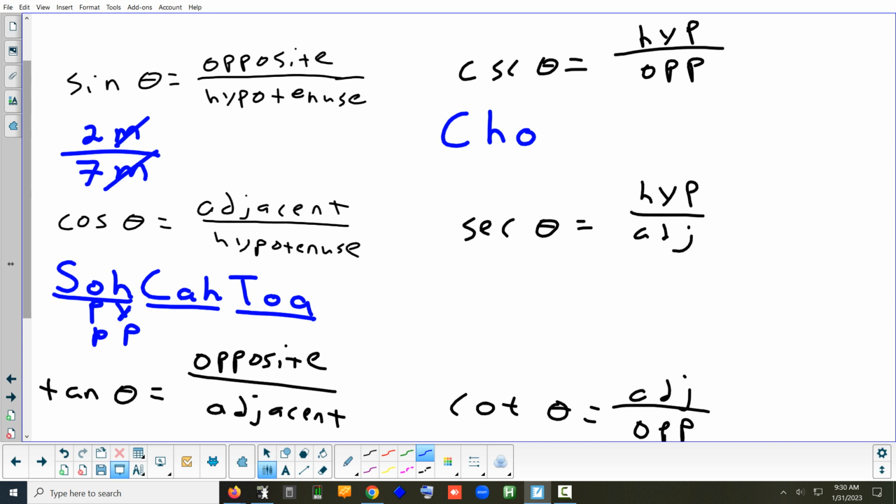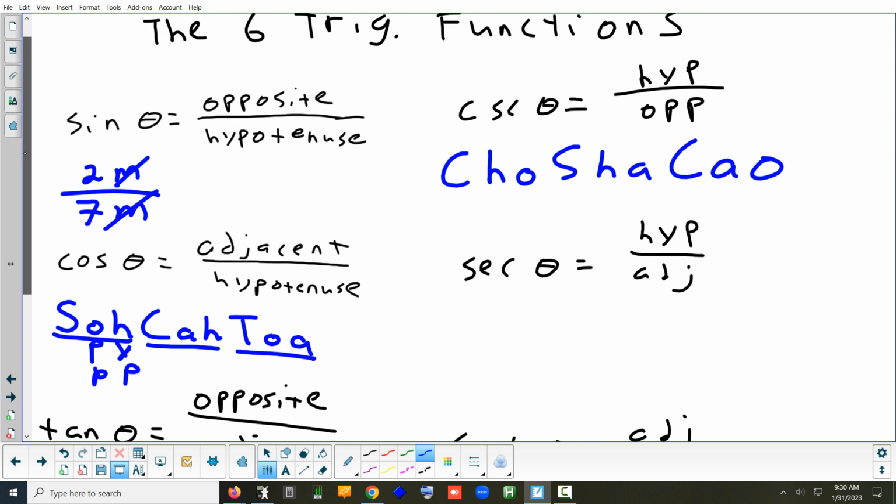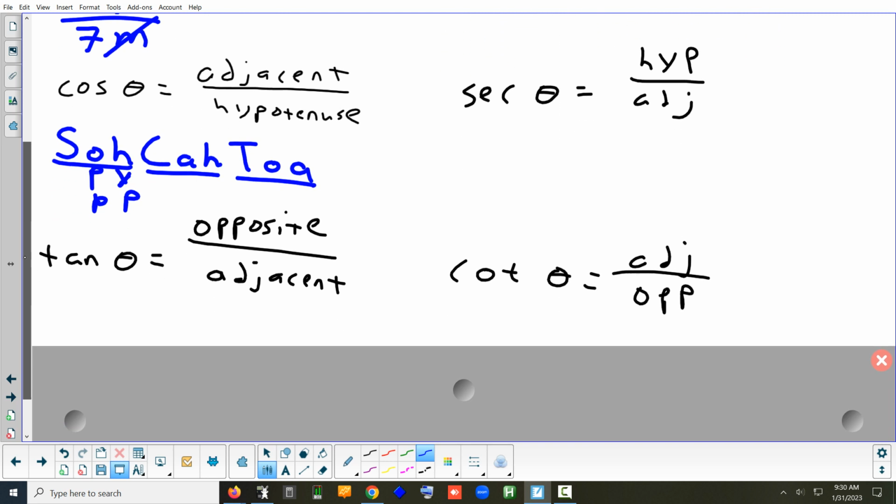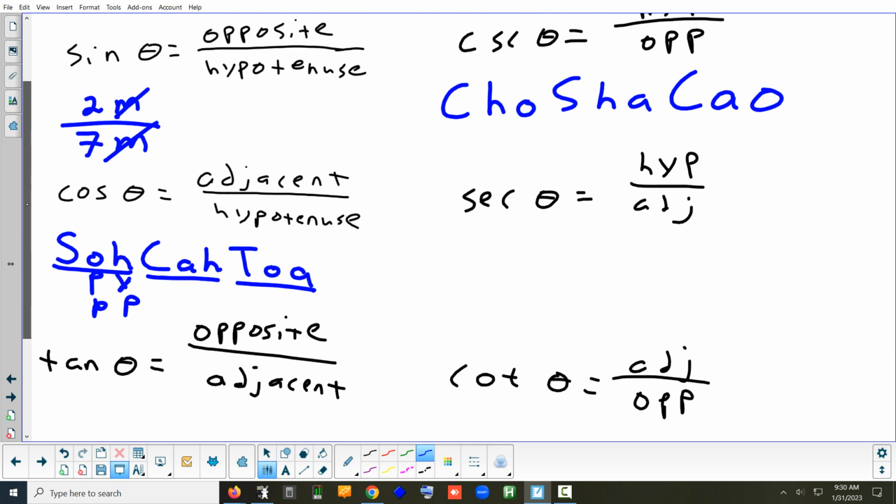You get CHL, SAH, CAO. You get Choshikawa. I don't think many people remember Choshikawa. I think they just use SOH CAH TOA. I guess if you want to go with Choshikawa, then have fun. Oh, maybe Google Choshikawa. Maybe somebody else came up with that.